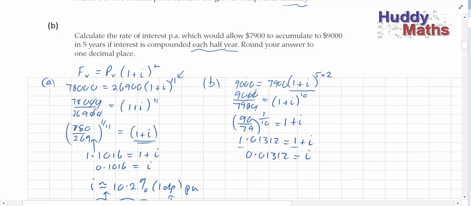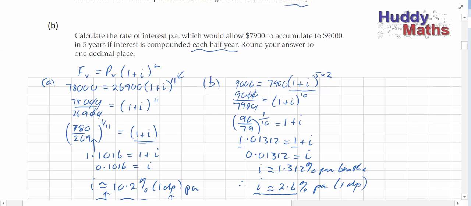0.1312 equals I. So what is this? Multiplying by 100, so I is approximately 1.312%. But this is per 6 months, half a year. So therefore I is approximately 2.62% per annum. Okay, and it said 1 decimal place, so we've got to get rid of that last decimal place there. So it's approximately 2.6% per annum, 1 decimal place.